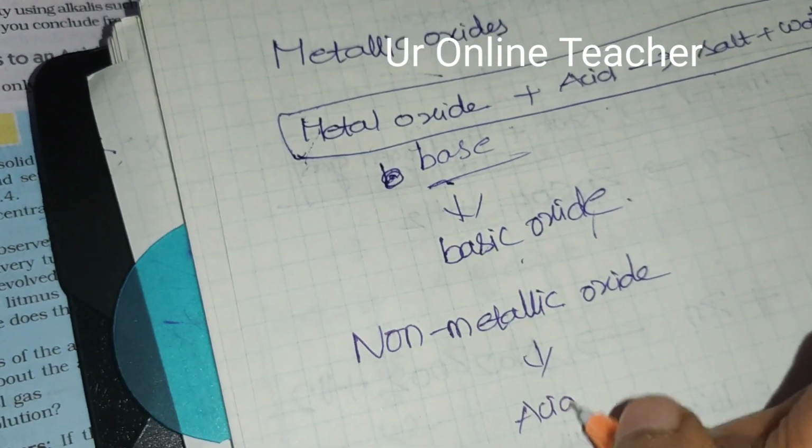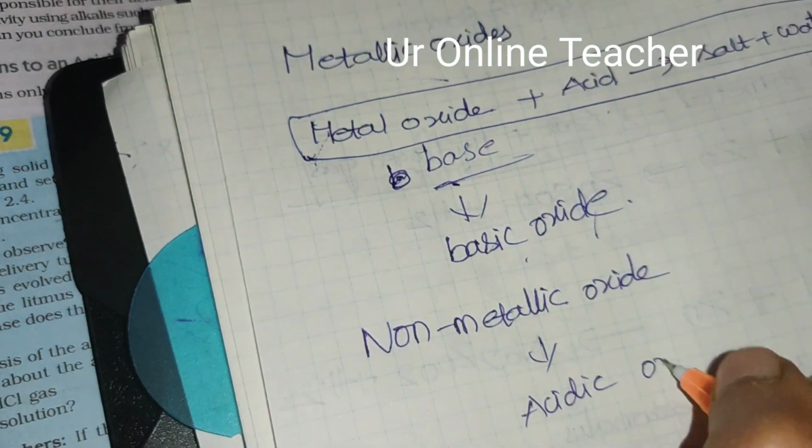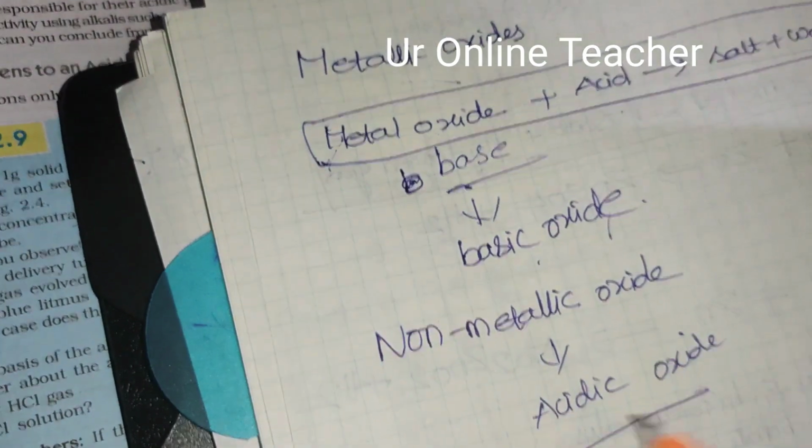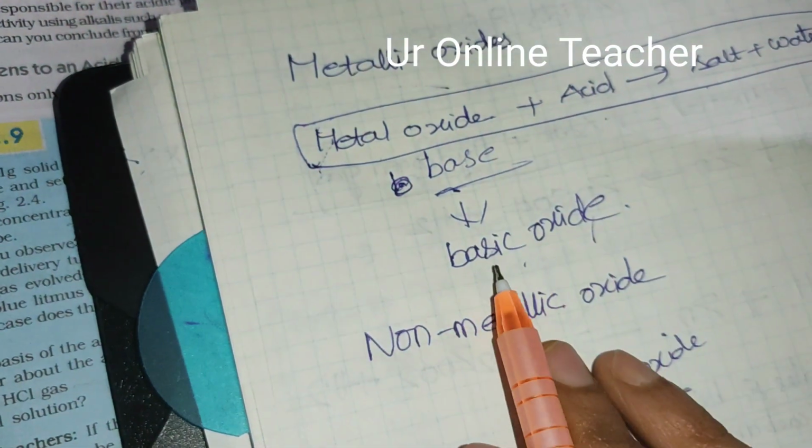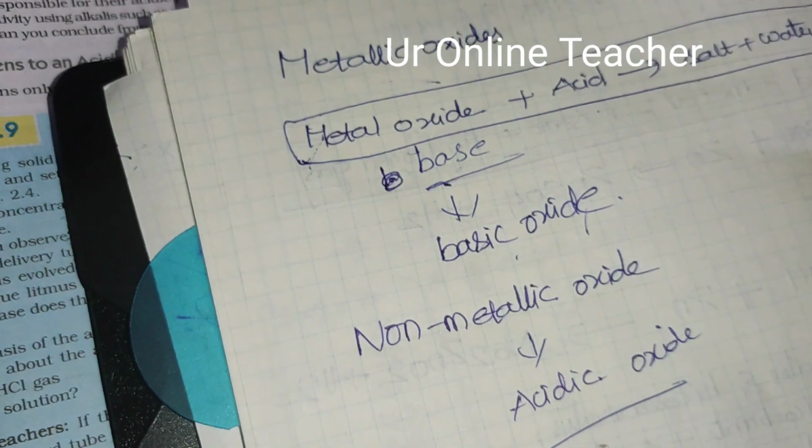Remember this. Metallic oxides are basic oxides, non-metallic oxides are acidic oxides. That's all.